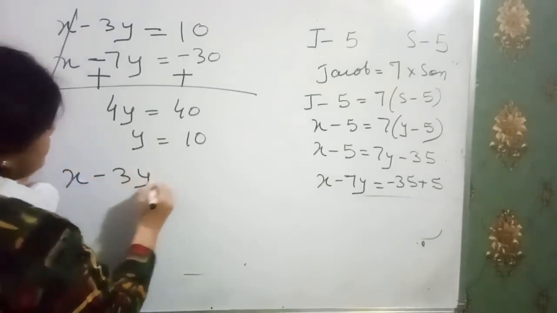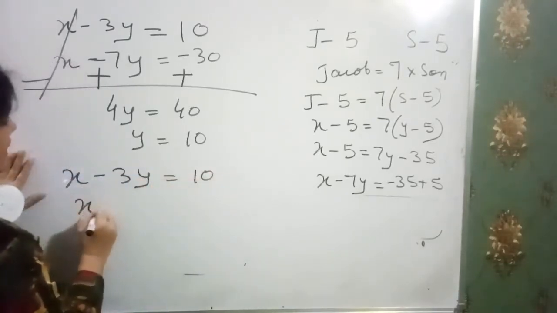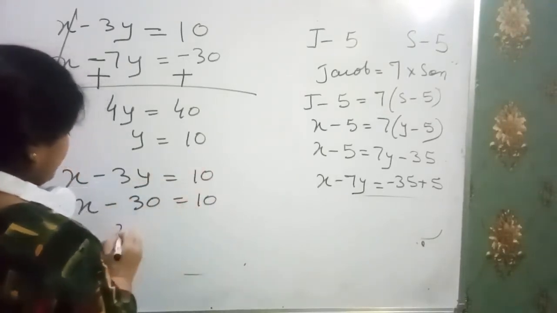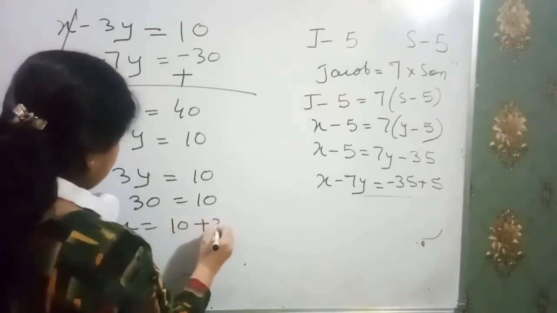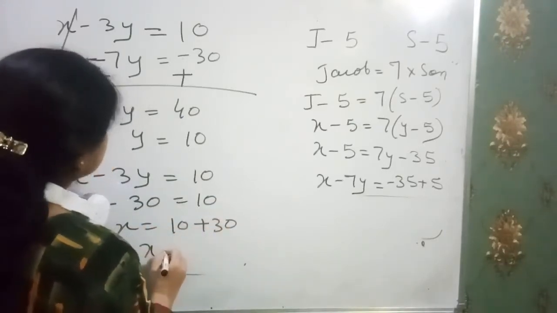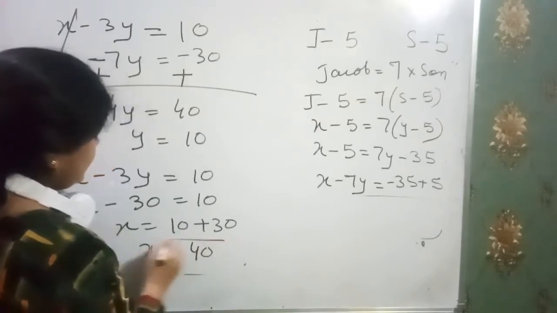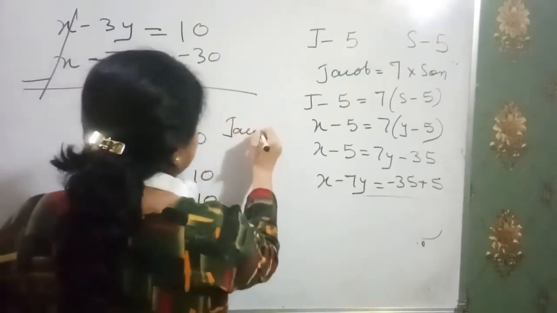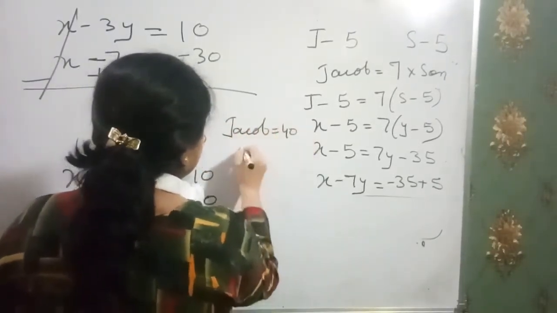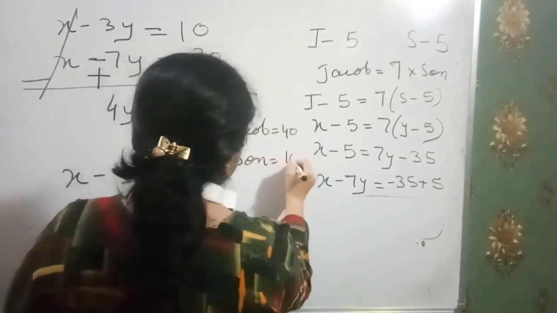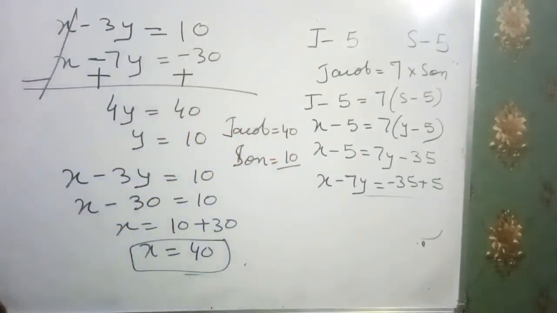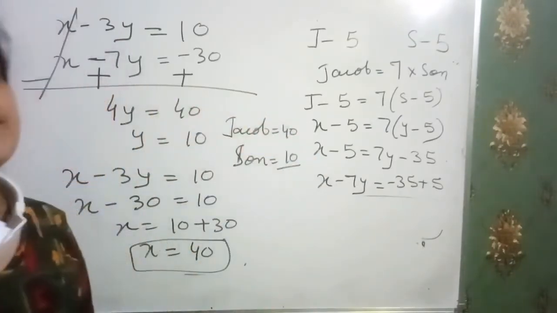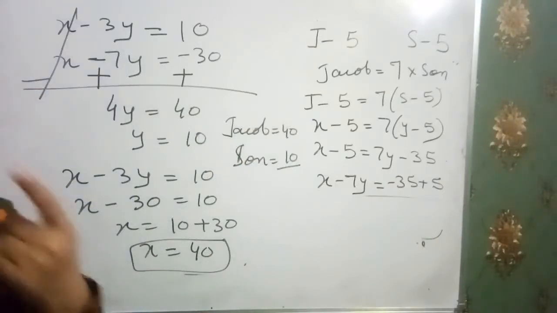x minus 3y is equal to 10. x minus 10 times 3, 3 tens are 30, is equal to 10. x is equal to 10 plus 30. That means x is equal to 40. So who is x? x is Jacob. The age of Jacob is 40 years and age of his son is 10 years. Clear? So in this way we try to solve the problems related to age, and I am damn sure that you can solve it.